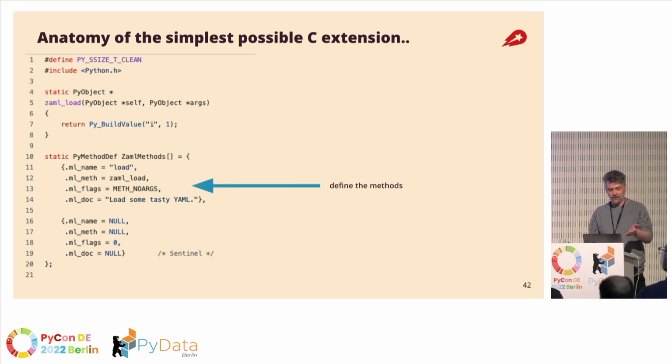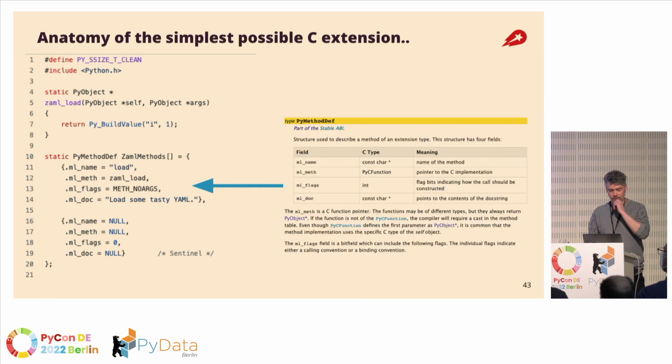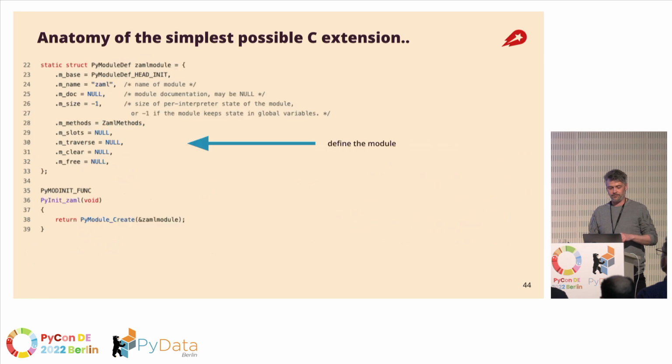Next, we have the methods of the module defined: the method's name, the flags. METH_NOARGS is a macro which tells Python this function shouldn't expect any parameters, and some documentation for that function, and a sentinel value which says that's the end of the methods. And as I said, this is all part of the limited API, which is rather nice because we can depend on this being stable across different versions of Python.